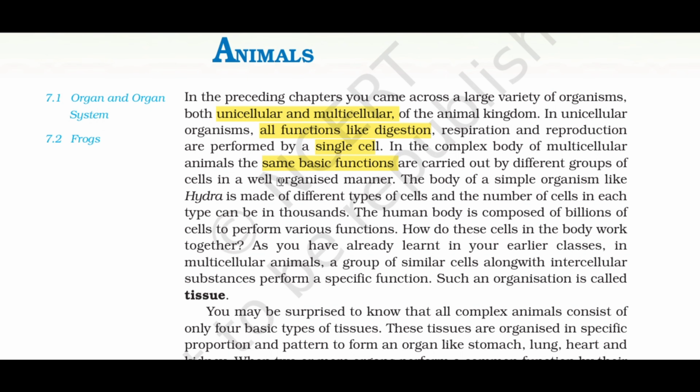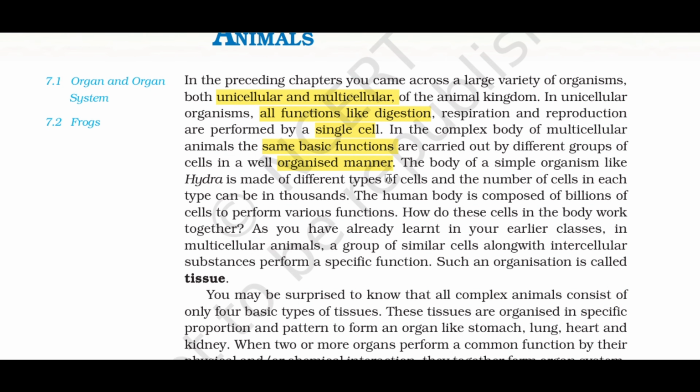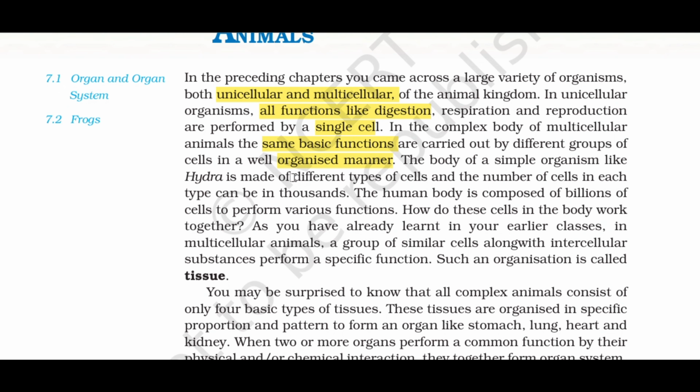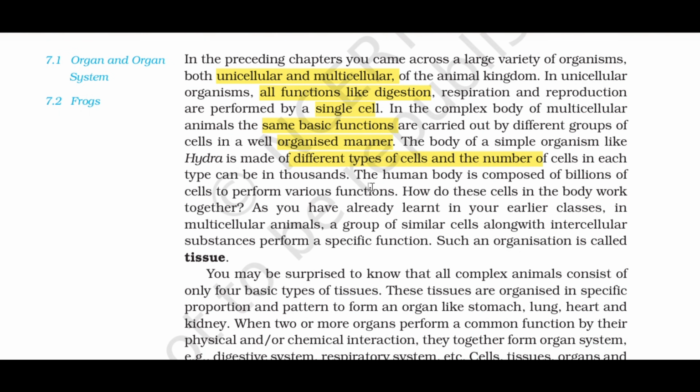a well-organized manner. The body of a simple organism like Hydra is made of different types of cells, and the number of cells in each type can be in thousands. The human body is composed of billions of cells to perform various functions. How do these cells in the body work together?